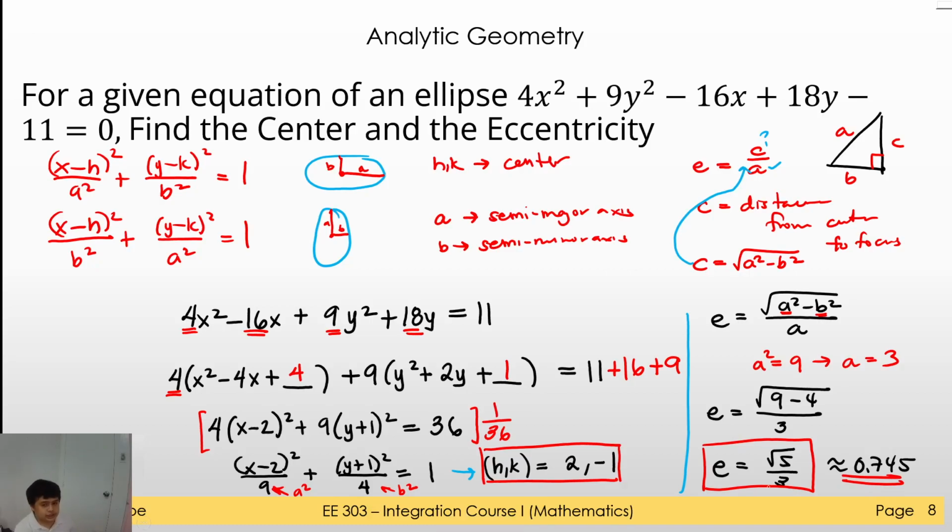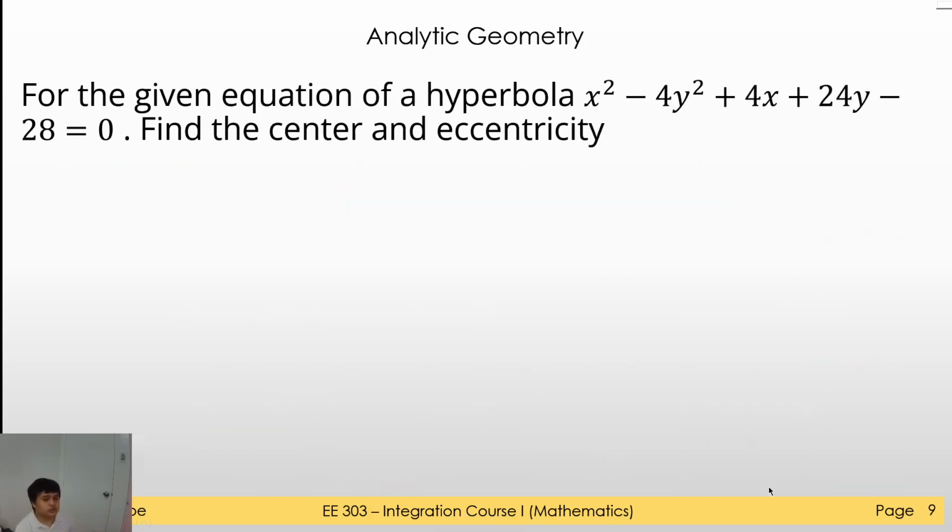Okay, so that's it. All right, so we have a hyperbola here. I think this is the last one. For the given equation of a hyperbola, find the center and the eccentricity. Now, what is the standard equation of a hyperbola? We have (x minus h) squared over a squared minus (y minus k) squared over b squared is equal to 1.